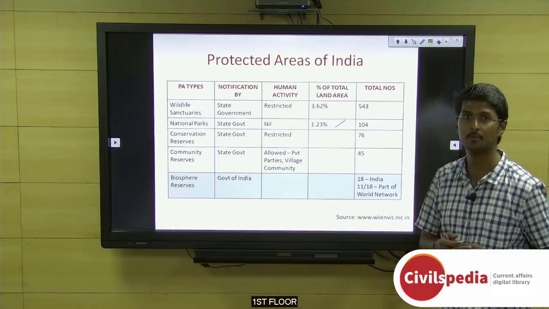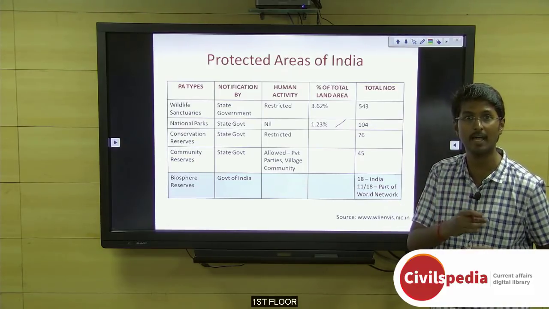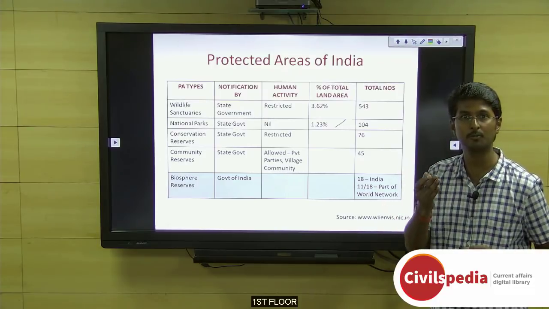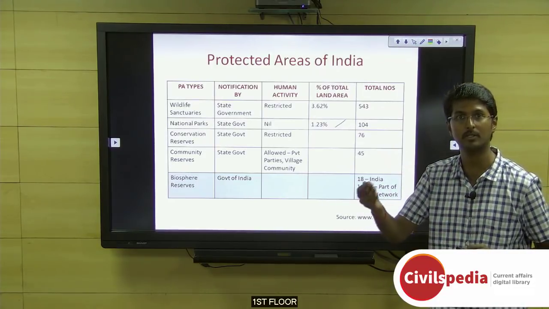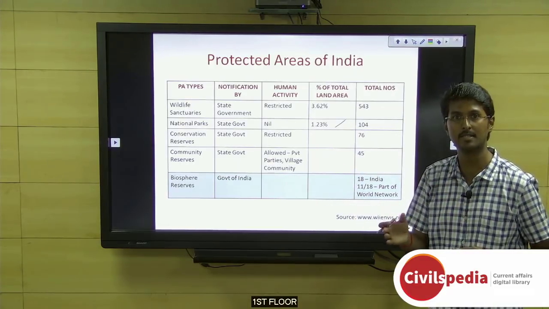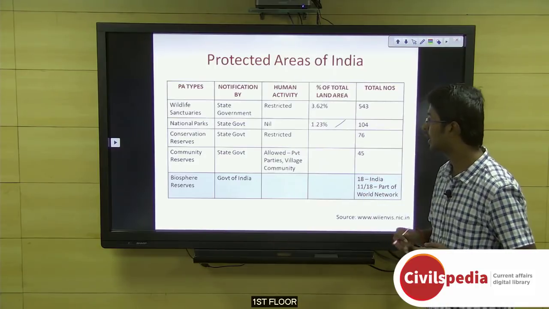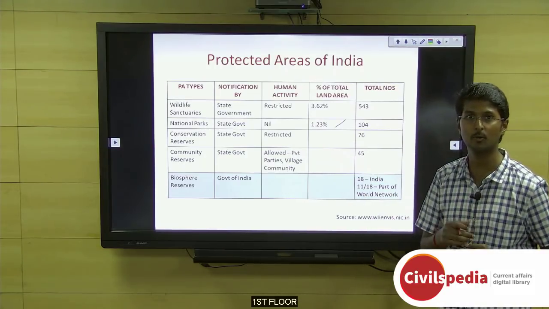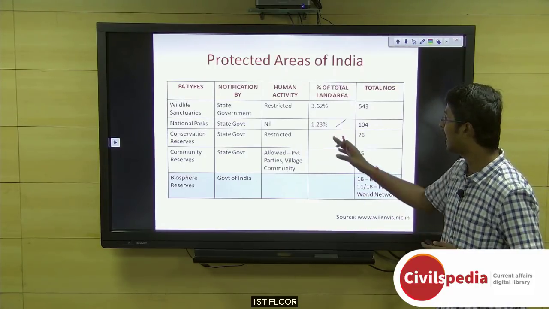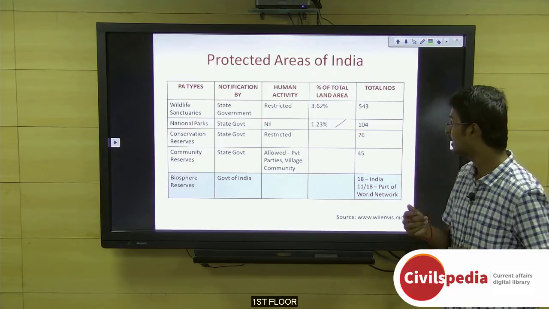Coming to conservation reserves, these are basically a transit or migratory area for animals or other wildlife to move from one national park to another, or from a national park to an adjacent wildlife sanctuary, where in between there is a human settlement. Community conservation reserves are again notified by the state government, and here also human activities are restricted once it is declared.